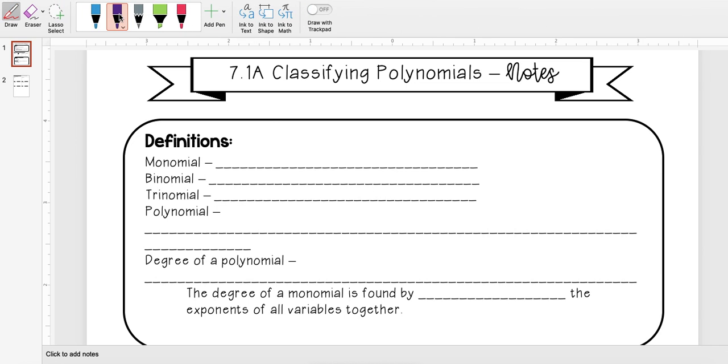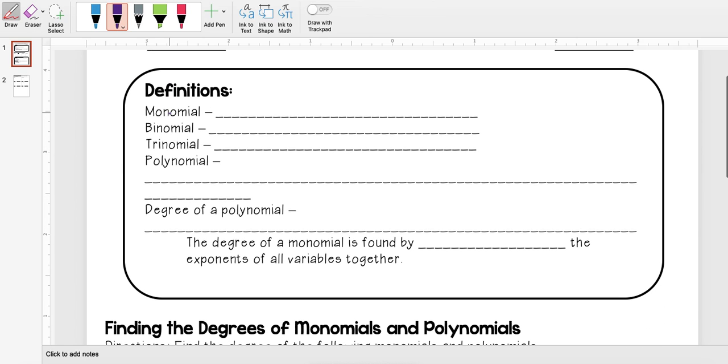Today we are going to be going into a new unit over Chapter 7, and in this unit we're going to be talking about polynomials. But for today we're just going to be looking at classifying polynomials and really just go over a lot of definitions. So first we have several different types of polynomials.